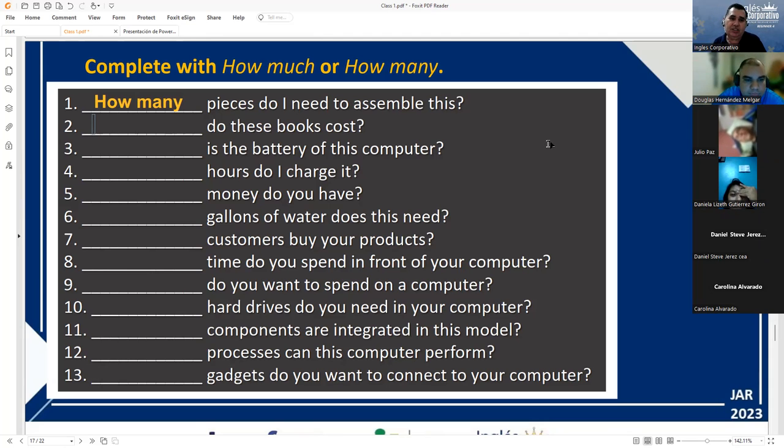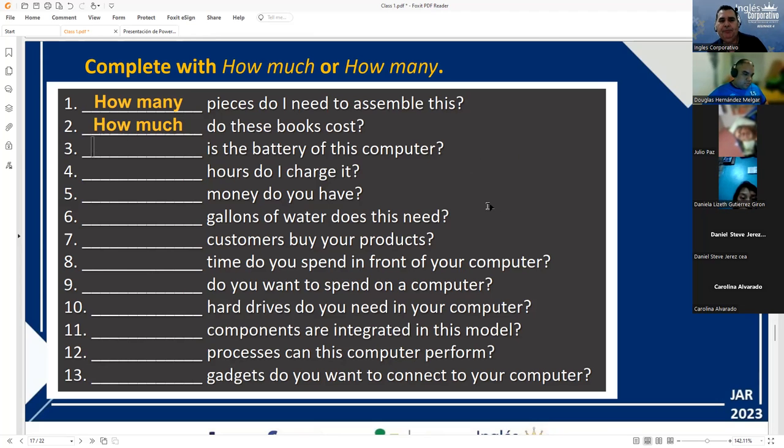Cost. How much do these books cost? How much money? Money is uncountable. How much do these books cost? ¿Cuánto cuestan los libros? Se omite el dinero ahí, pero se entiende que es dinero. ¿Cuánto dinero cuestan los libros? How much money? They say, how much do these books cost?